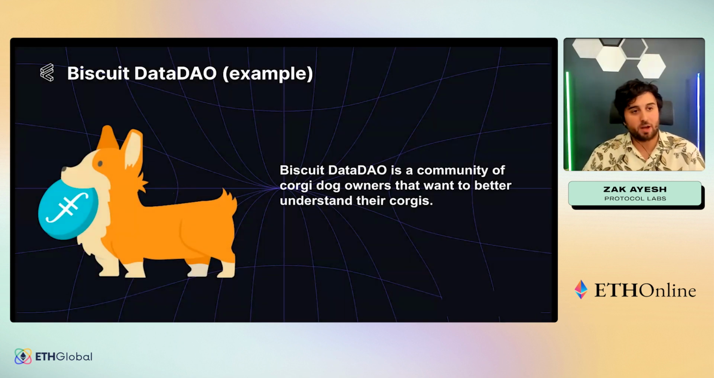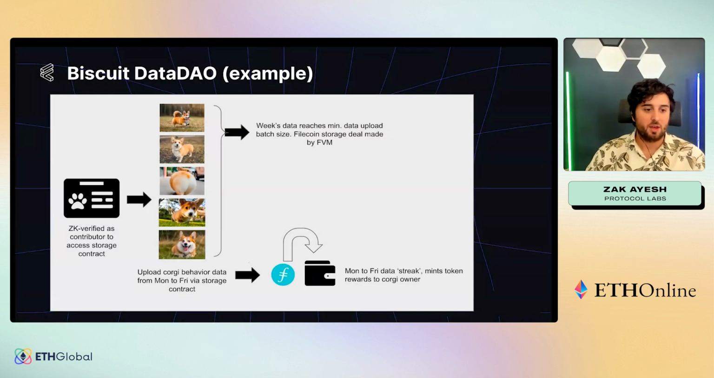So as an example, my colleague Sarah came up with this idea of Biscuit DAO, right? The Biscuit DataDAO. It's a community of corgi owners that want to better understand their corgis. And so maybe you can think of Biscuit DAO as having ZK verified contributors to access the storage contracts, right? So we could have some kind of DID, decentralized identity, to verify who's doing what in the DAO.